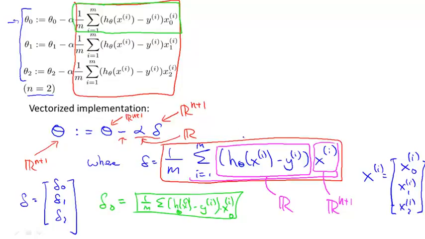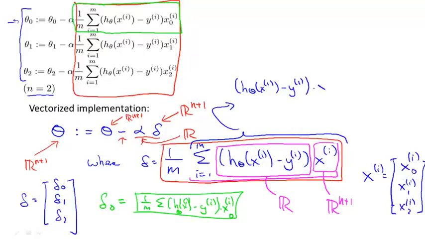Well, what the summation is saying is that this term over here is equal to h of x1 minus y1 times x1 plus h of x2 minus y2 times x2 plus, and so on. Okay, because this is a summation over i, so as i ranges from 1 through m, you get these different terms, and you're summing up these terms here.